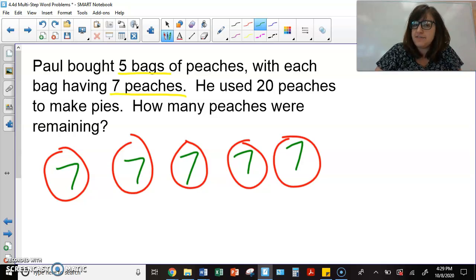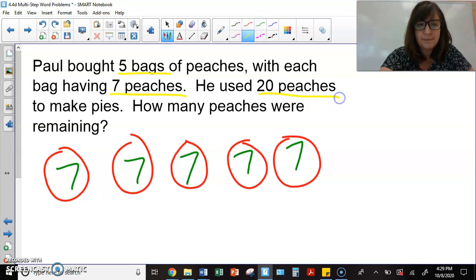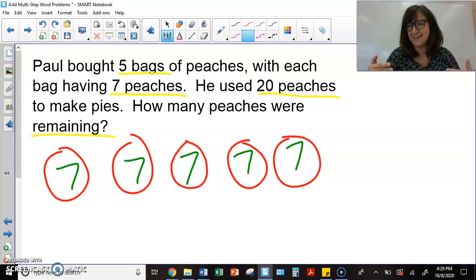So he has his 5 bags of peaches. Each bag has 7 peaches. But then he uses 20 peaches to make pies. Ooh, I would love a slice of peach pie right now. How many peaches were remaining? So that word remaining, I'm going to highlight that word too, because that word remaining kind of tells me what's left over. That gives me a hint that I'm going to be doing subtraction at some point here.